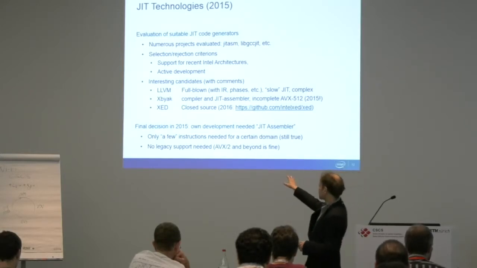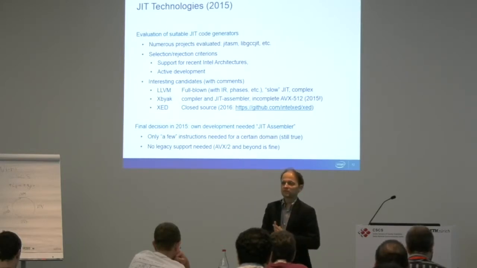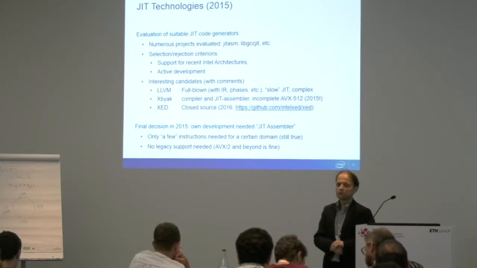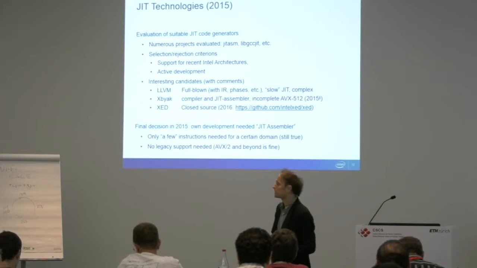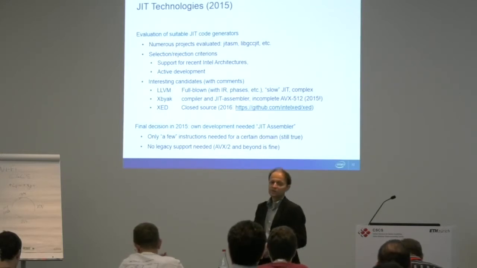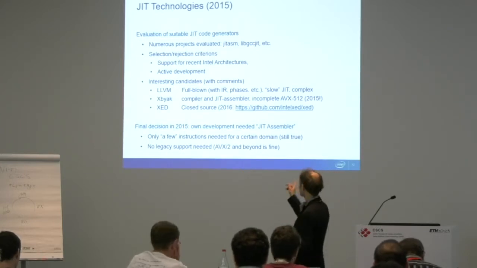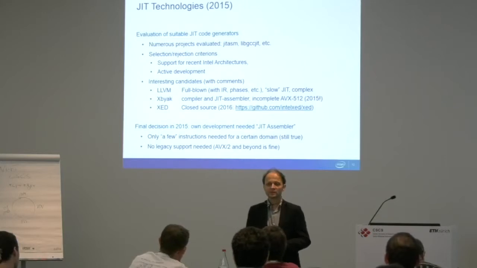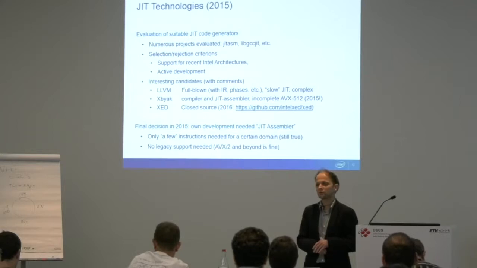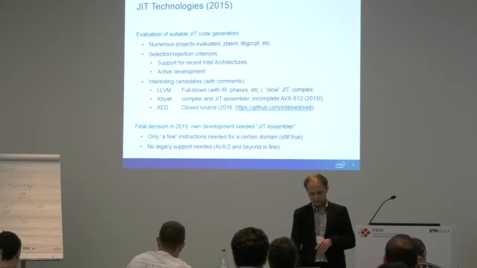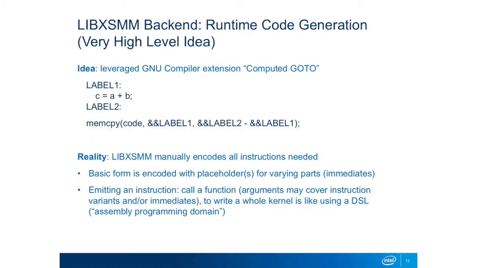We also looked at XED, some assembler from Intel. And during 2015, it wasn't open source. Although it would have saved us doing instruction encoding on our own, it was closed source, but happily enough, at the end of 2016, they open sourced it as well. You can find it on GitHub in the meanwhile. It is essentially something that allows you to encode instructions similar to our framework. So we decided to write our own code generator or encoder.